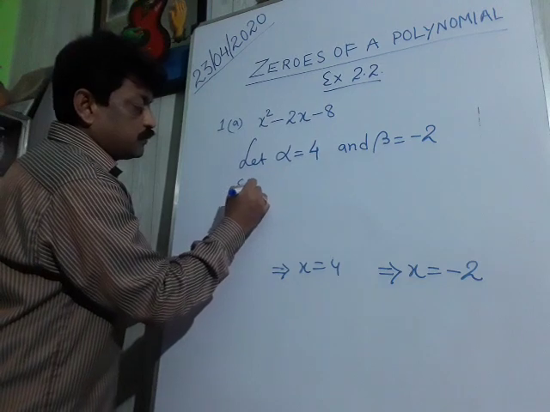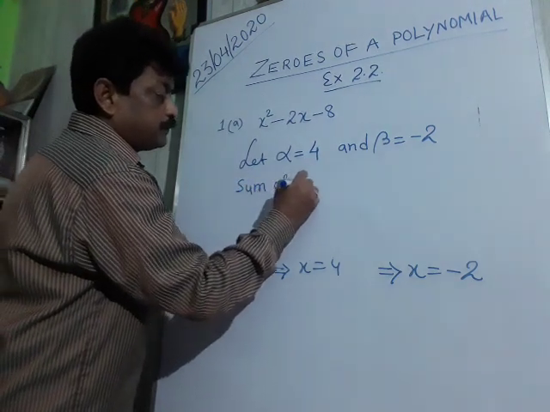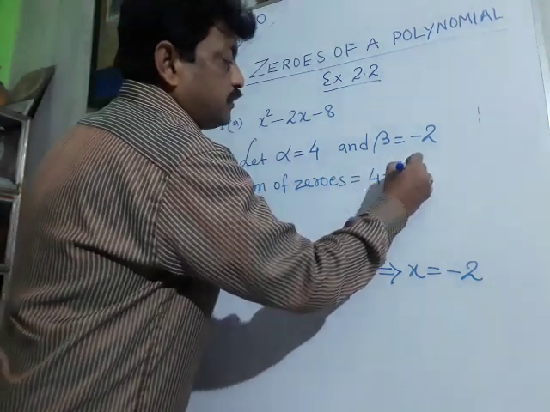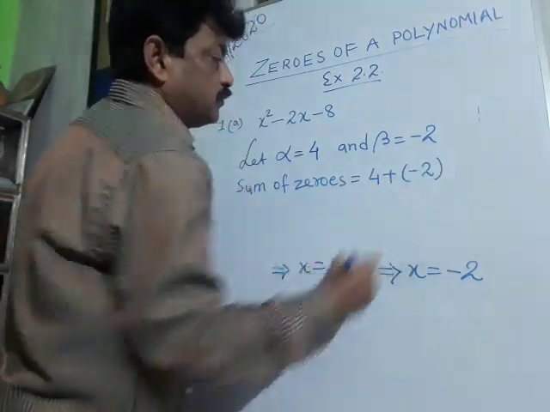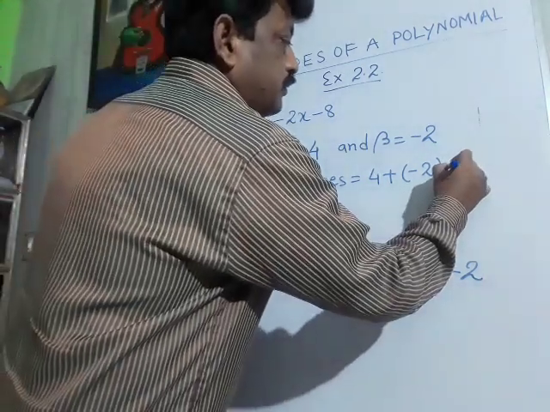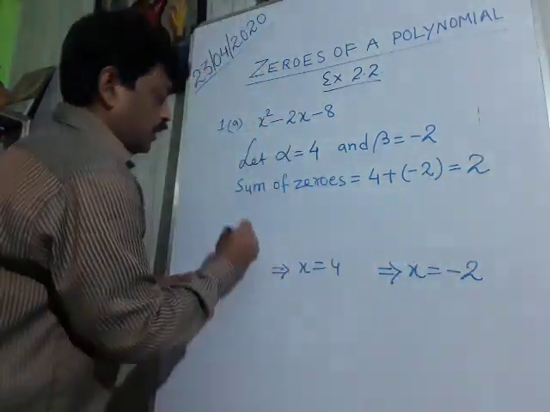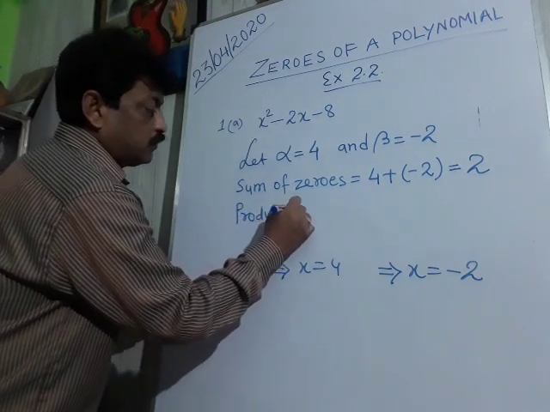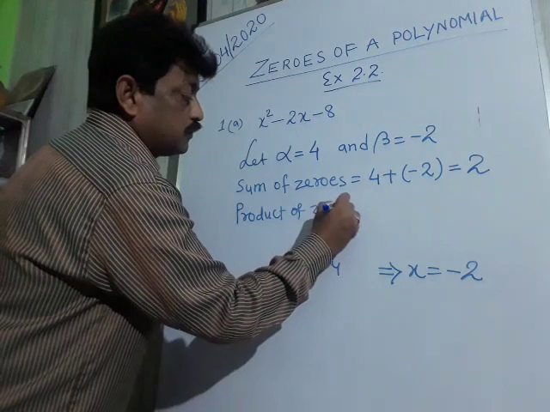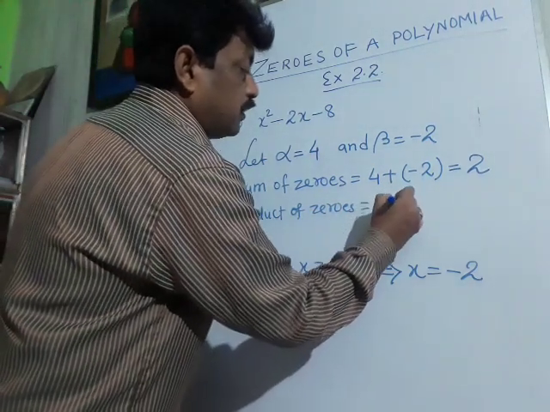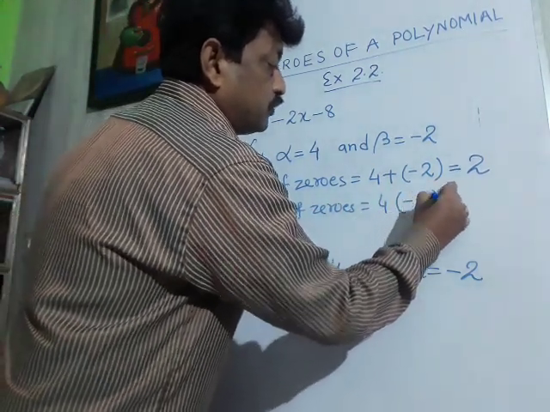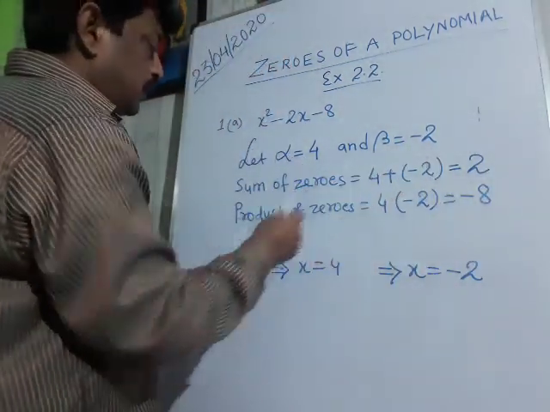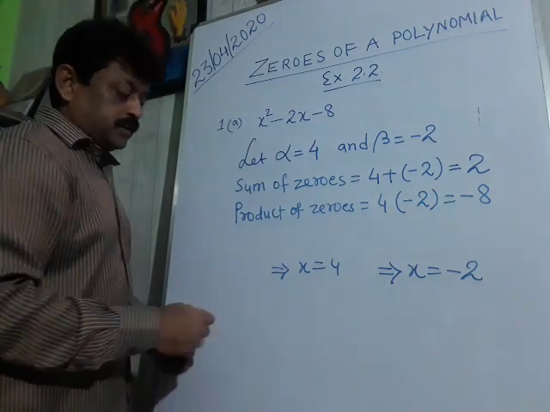Now what is the sum of the zeros? Sum of zeros equals 4 plus minus 2, so that is equal to 2. And what is the product of the zeros? Product of zeros equals 4 multiplied by minus 2, so that gives minus 8. So sum of the zeros is 2 and product of the zeros is minus 8.